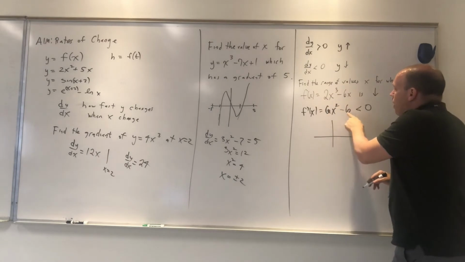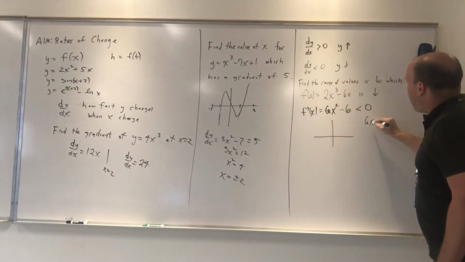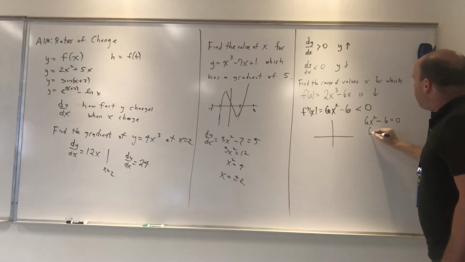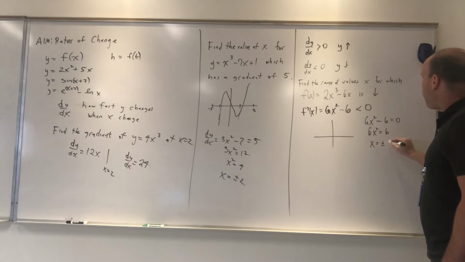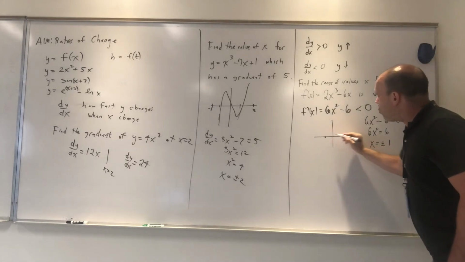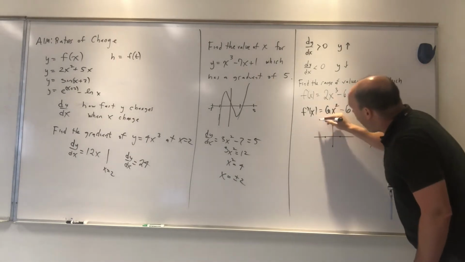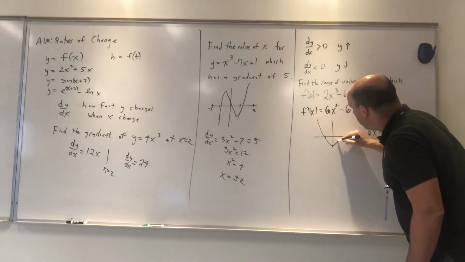Let's see, you know what? 7 equals 0. Go back to algebra if you want. So it's x squared minus 1 equals 0, 6x squared equals 6, x equals plus or minus 1. I know that those are the zeros. I know the y-intercept is negative 6. I know this is a parabola.